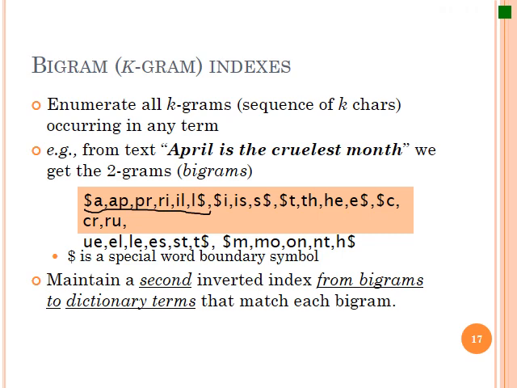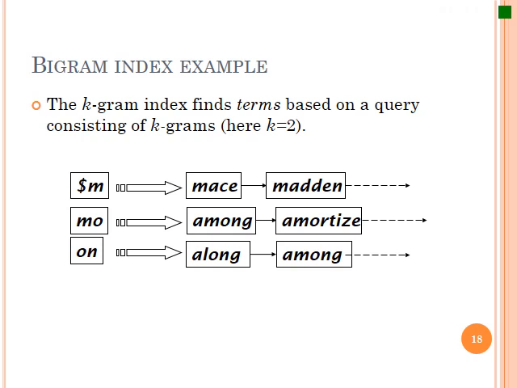We will maintain a separate index so that whenever I see this, there's a way for me to get to April. Whenever I see th, there's a way for me to get to month, and so on. So this is the bigram index. Here's an example. If you have a bigram index, this portion is the secondary index.